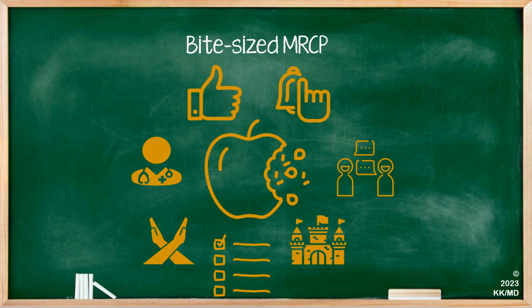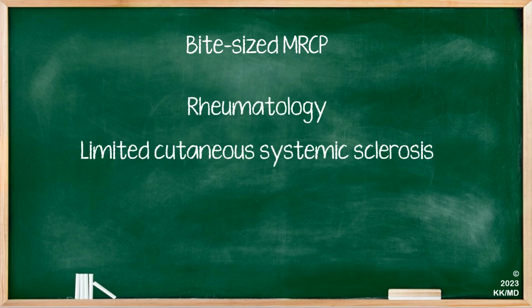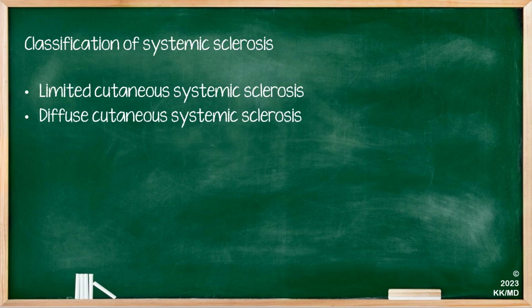Now, without further ado, let's get into today's topic, which is limited cutaneous systemic sclerosis. So this is part of a two-part series on systemic sclerosis, which is an autoimmune connective tissue disorder. There are two different forms, limited cutaneous and diffuse cutaneous, and today's episode will be discussing the limited cutaneous form, and we hope to give you a bit more information about the difference between the two.